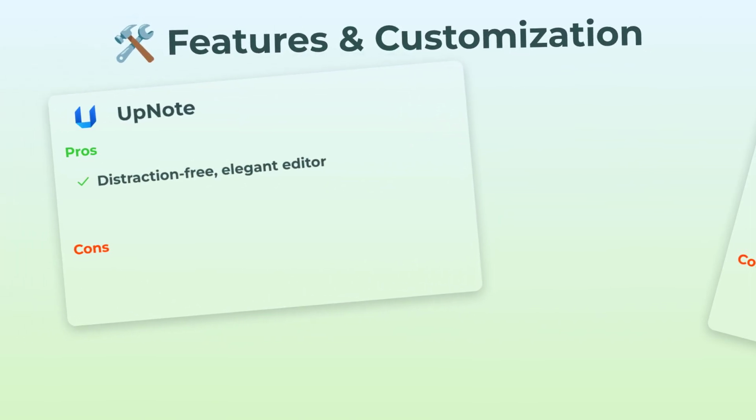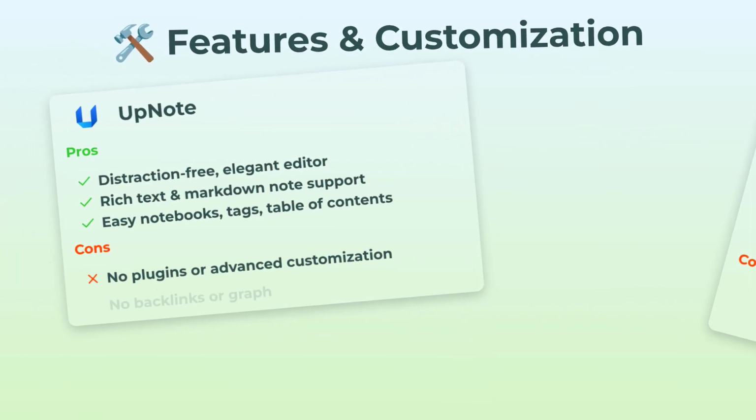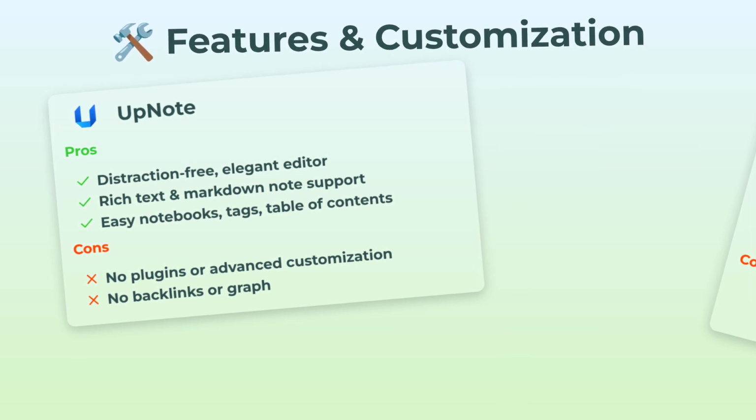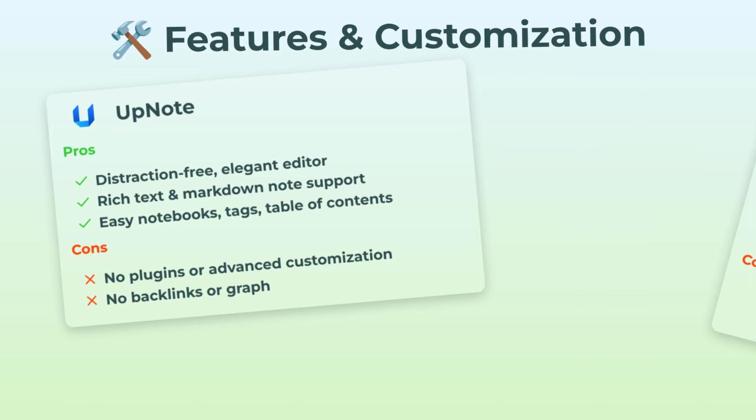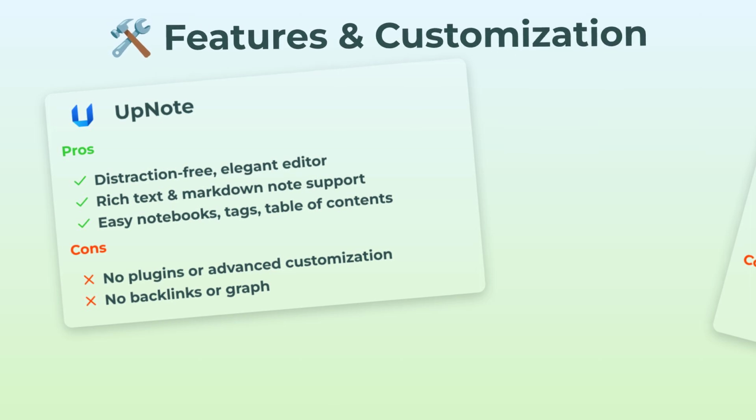Okay, features and customization, this is where things get spicy. UpNote is super distraction-free, really sleek editor, and you get both rich text and Markdown. It's perfect for basic organization, think notebooks, tags, table of contents. And it's a big but, there's no plugin system, no advanced customizations, so don't expect graphs or backlinks. It's kind of what you see is what you get.